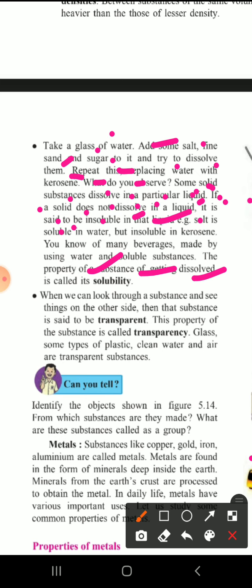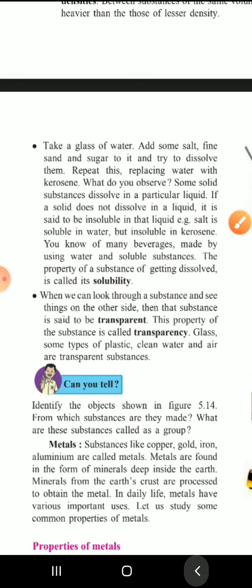When we can look through a substance and see things on the other side, then that substance is said to be transparent. This property of the substance is called transparency. Glass, some types of plastic, clean water, and air are transparent substances.